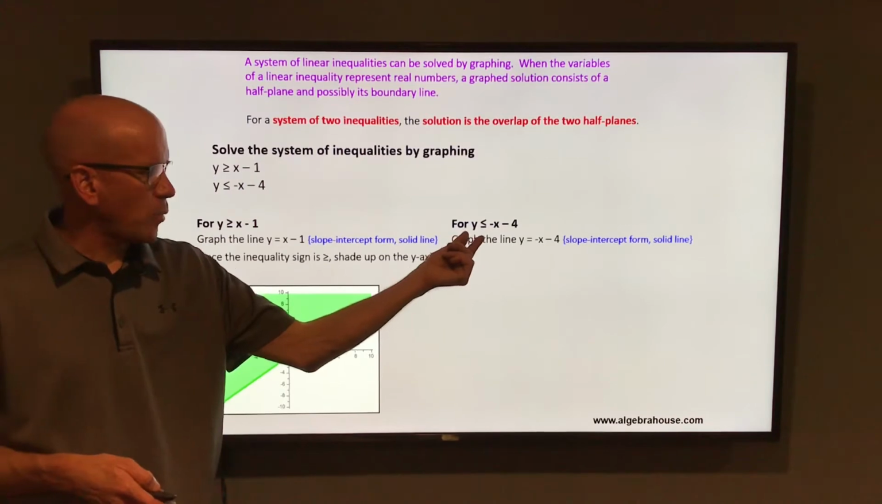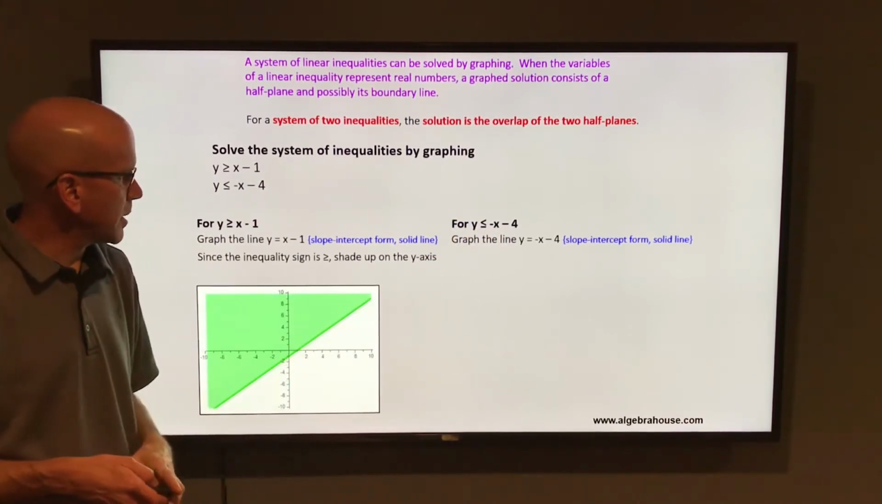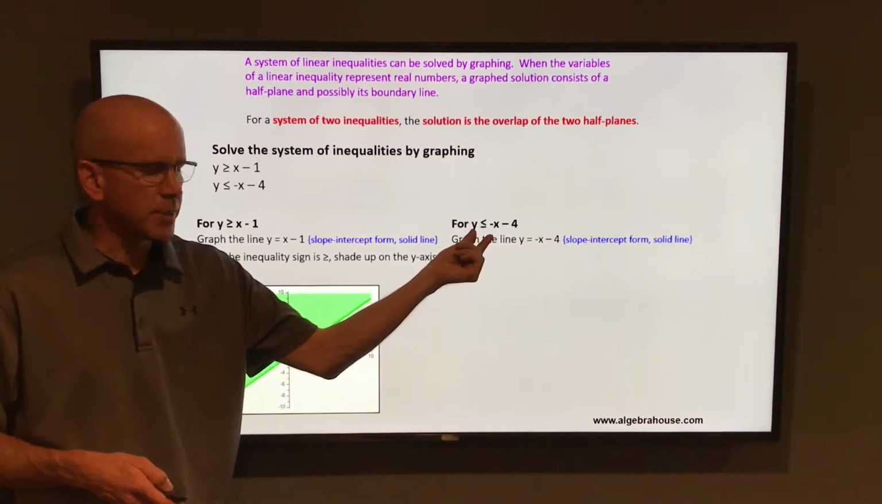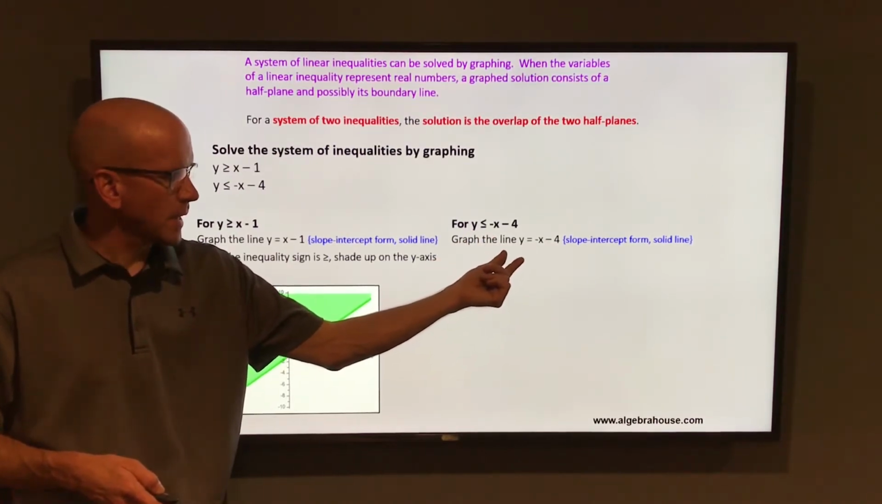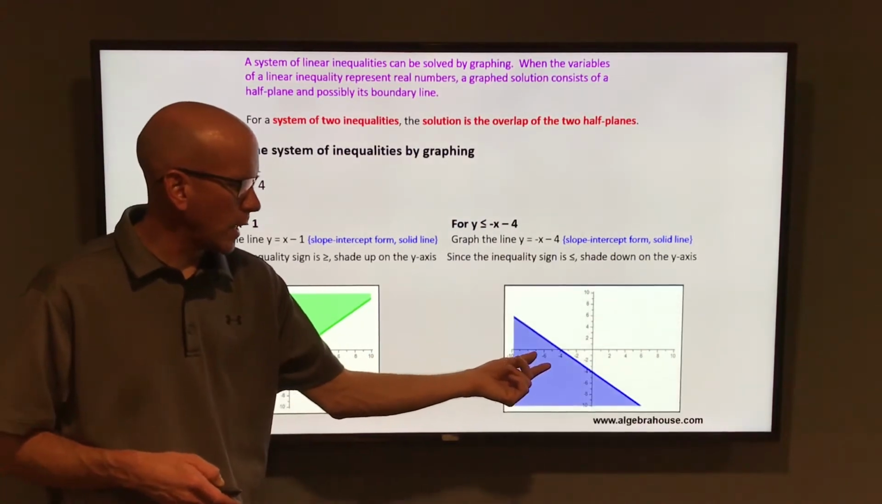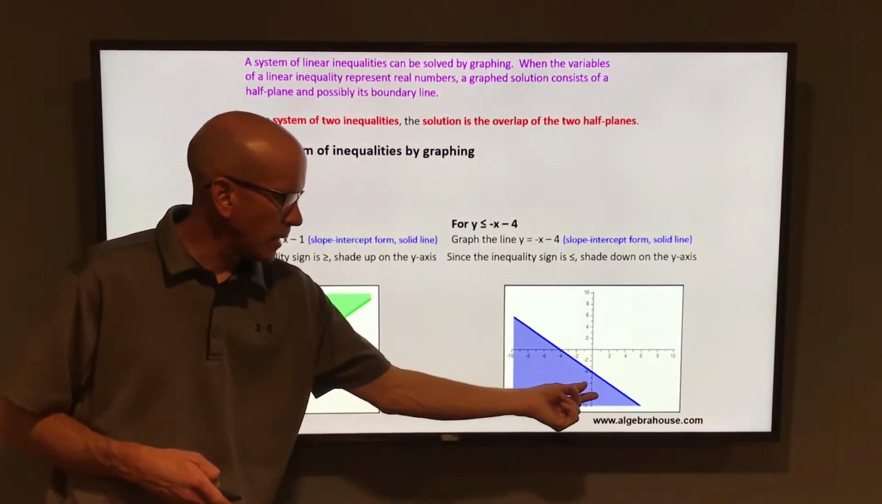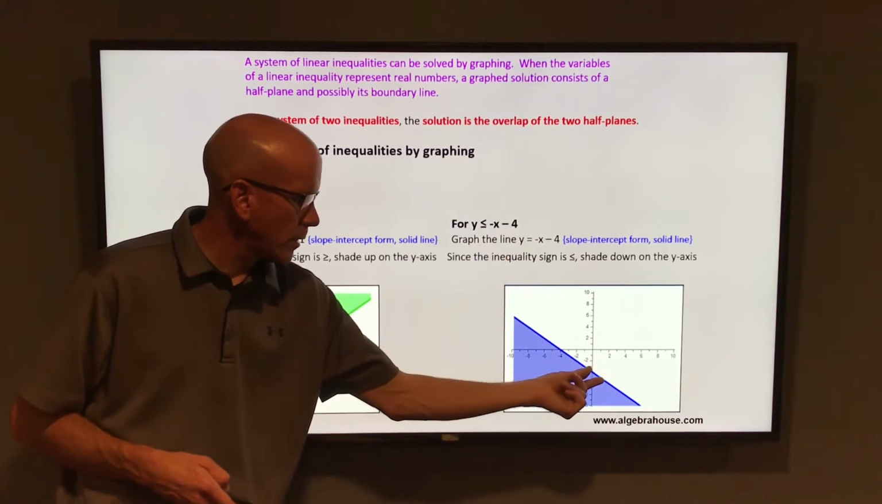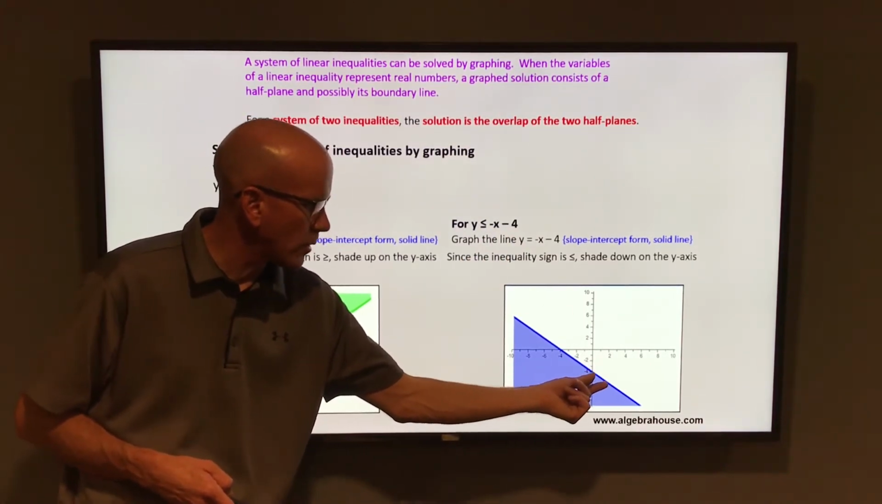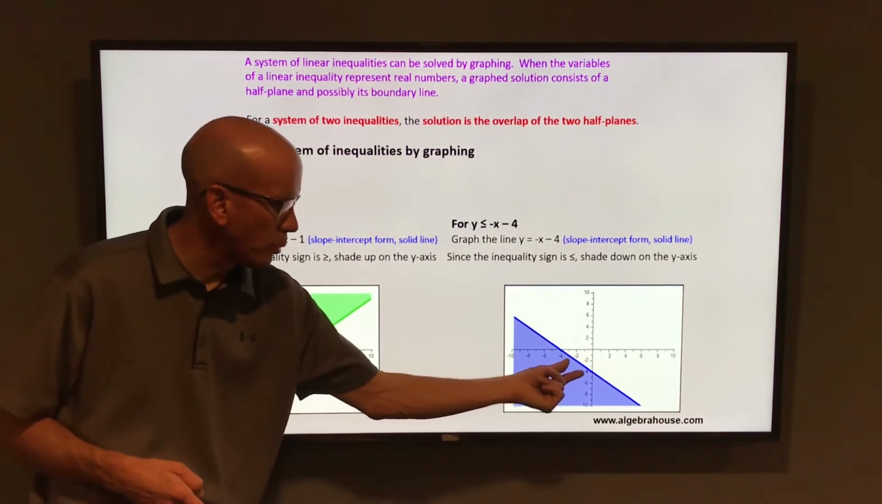So I'm going to graph y is less than or equal to negative x minus 4, the second inequality of that system. To graph that, you start with the boundary line, y equals negative x minus 4. And to graph that, you put a point at negative 4 on the y-axis. And then from there, the slope is negative 1, so you can go up 1 to the left 1, or you could go down 1 to the right 1, put a solid line through those 2 points.